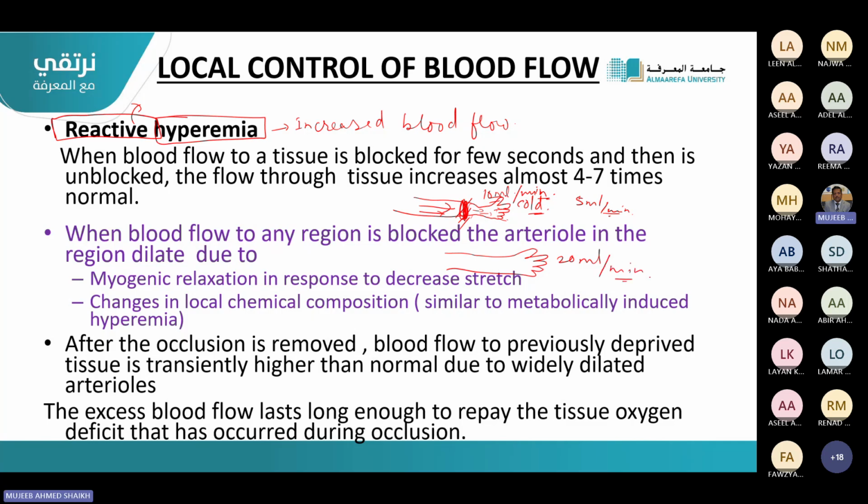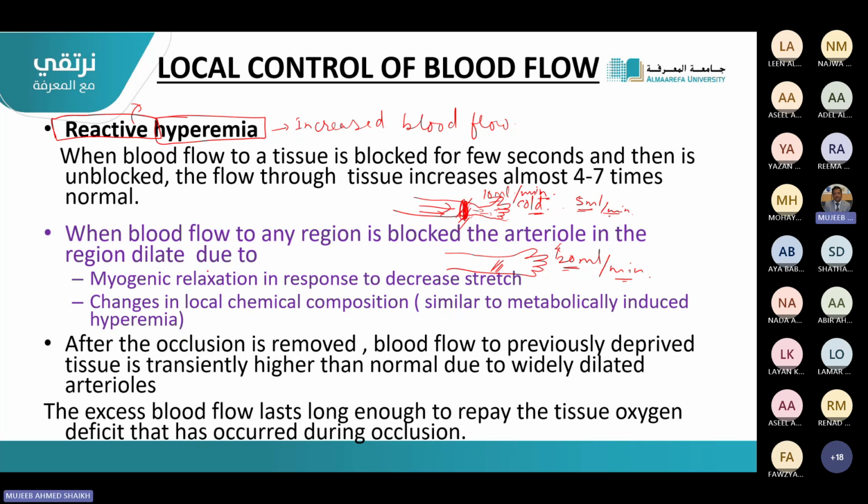Normally it was 10 ml. It reduced to 5 ml. Once you remove this cuff here or this band, it will become 20 ml per minute. This is called reactive hyperemia, increased blood flow in reaction to decreased blood flow.